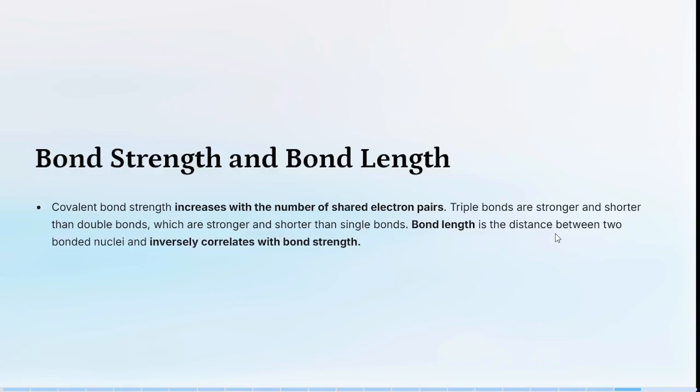You could see it in some questions that ask which of these is true about bond strength and bond length. If they tell you bond strength increases with bond length, that's wrong. Bond strength decreases with bond length, that's very true. There's an inverse relationship between bond strength and bond length. As bond strength increases, bond length decreases. As bond length increases, bond strength decreases.